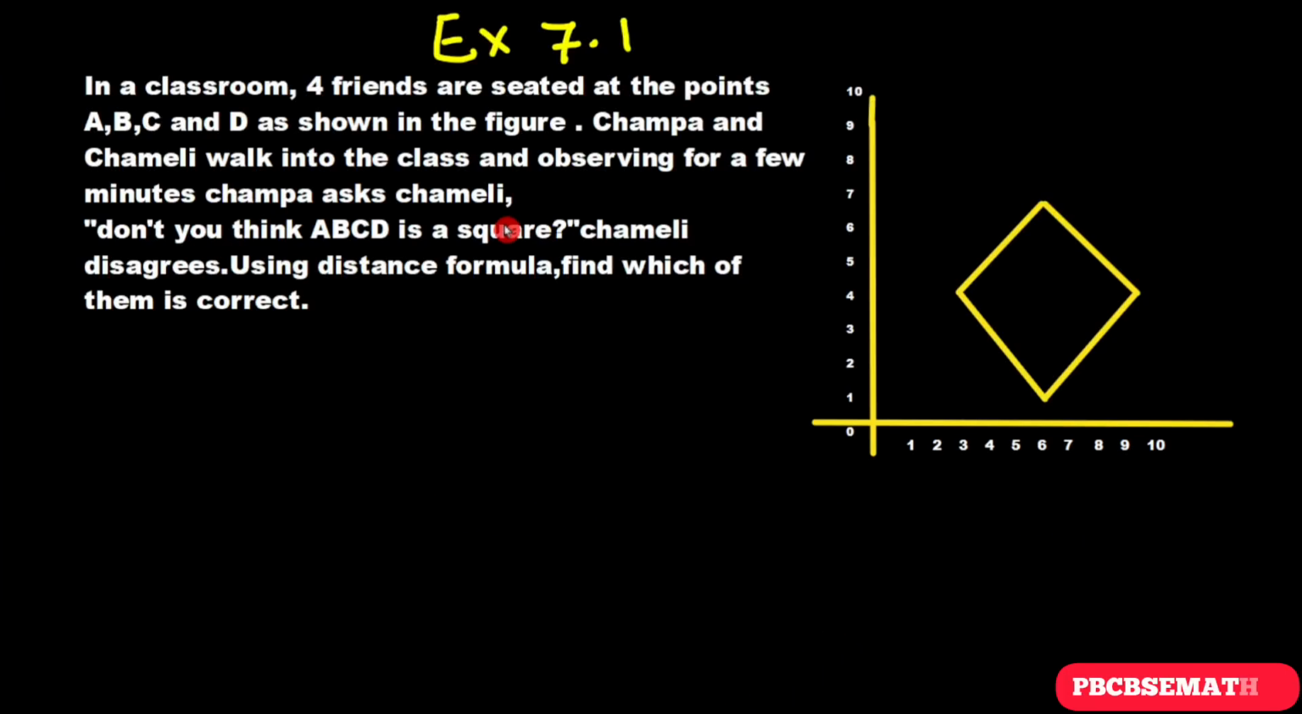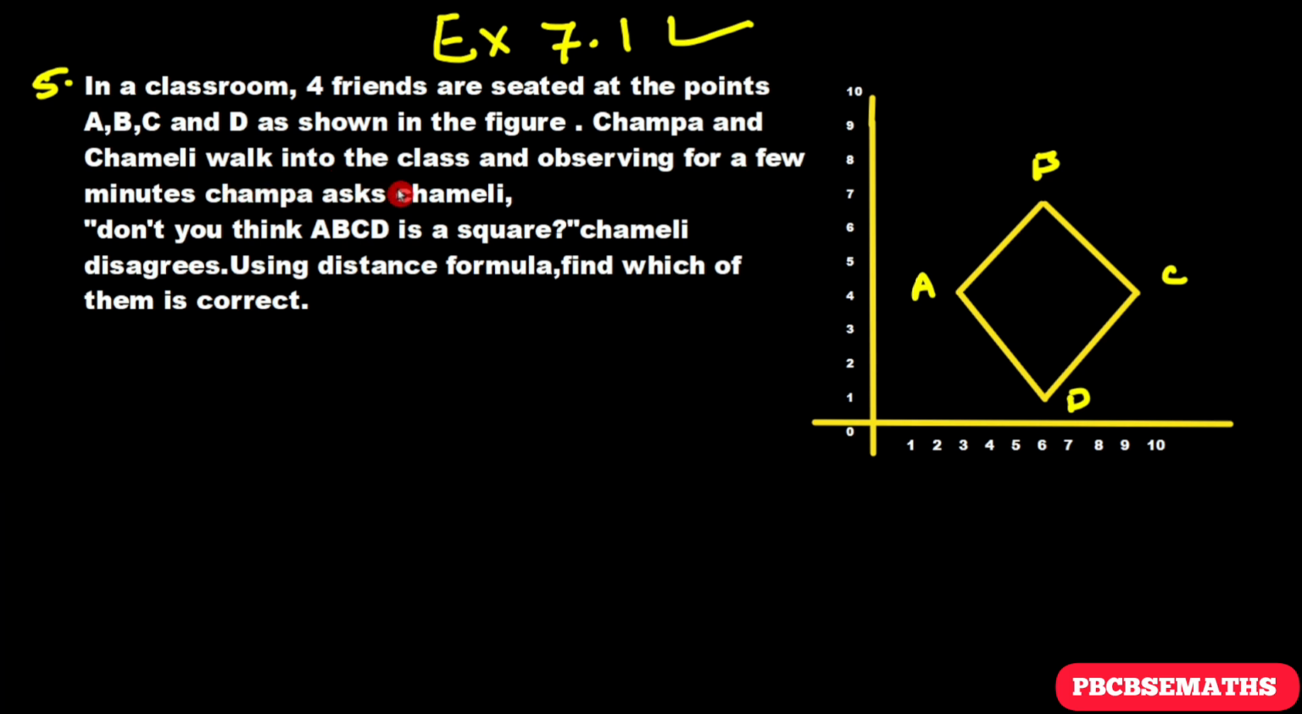Today in this video we are going to solve exercise 7.1, fifth main question. In the fifth main question we have: in a classroom, four friends are seated at the points A, B, C and D as shown in the figure. So the point A is here, point B is here, point C is here and point D is here, as shown in the figure.